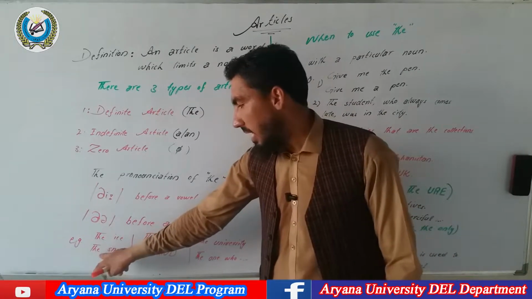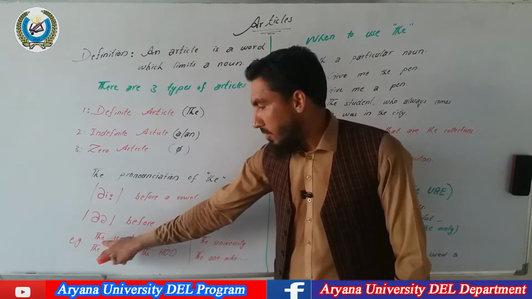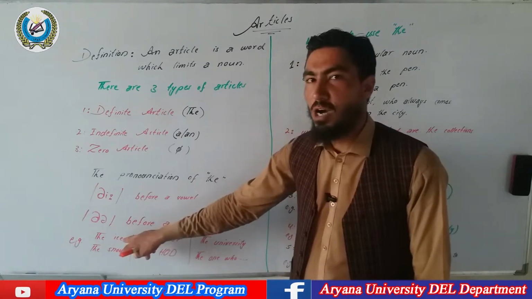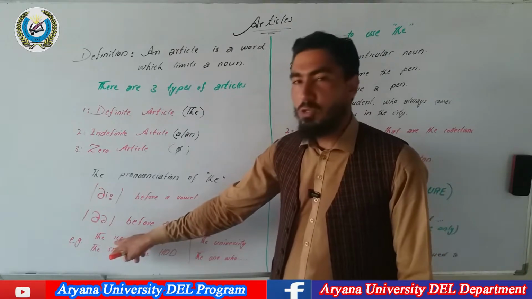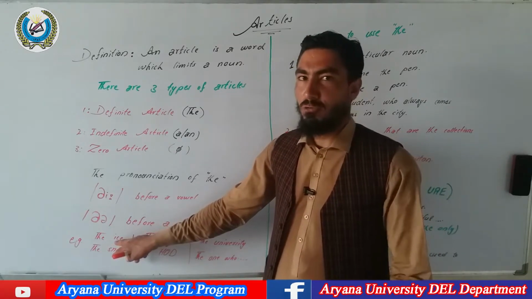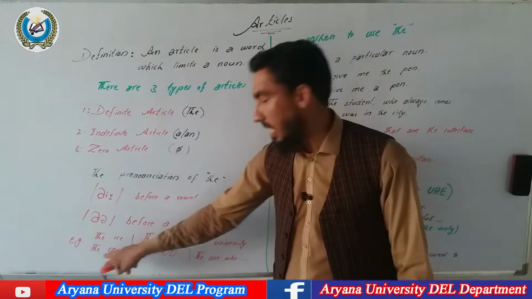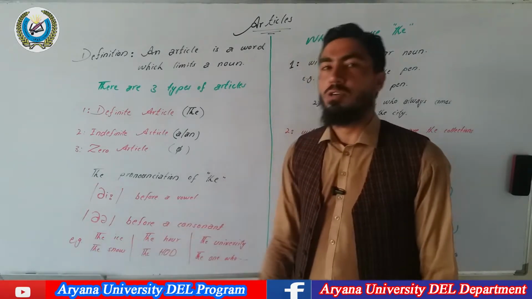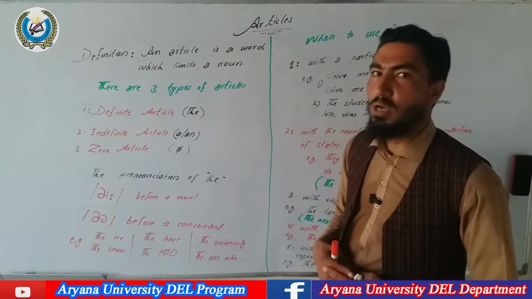The ice and the snow. Now the definite article is pronounced here as thee ice, because we know the word ice starts with a vowel sound, so we should pronounce the definite article as thee ice. And the snow, why thuh? Because the word snow starts with a consonant sound, not with a vowel sound, so we should pronounce this as thuh snow.